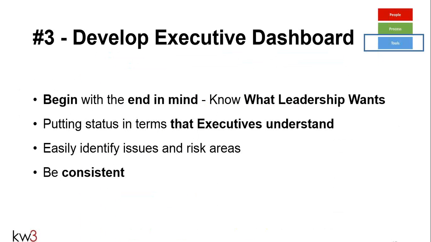So you have to begin with the end in mind, putting status in terms that executives understand, and letting them, through this dashboard, easily identify issues and risk areas. This is normally what we do at the beginning of a project, when we are putting together a work plan, a project plan. We sit down with the executives and understand what's important to them, how they think from their standpoint when they're thinking about this initiative. That puts in context for us how we need to articulate status.